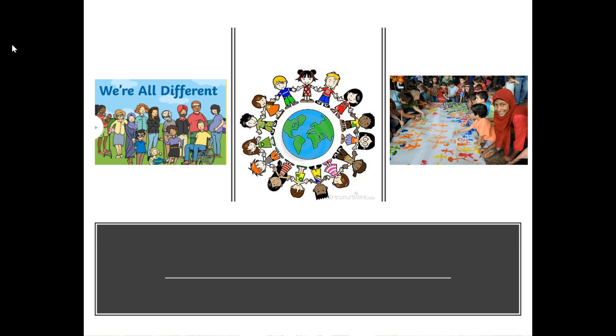Well, in the first picture, I noticed there is a bunch of different people and it says we're all different. In the second picture, I notice a bunch of children all around the world. They are also the same and different. And here I notice a bunch of people drawing. And so, how are all these pictures the same or similar?